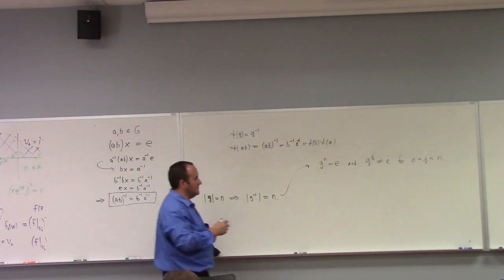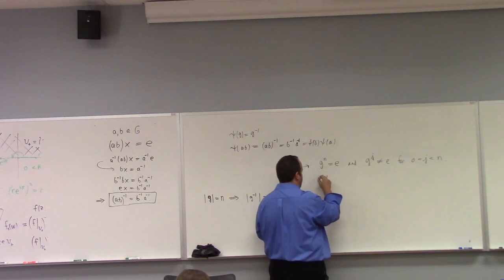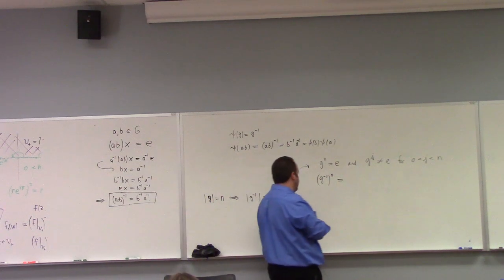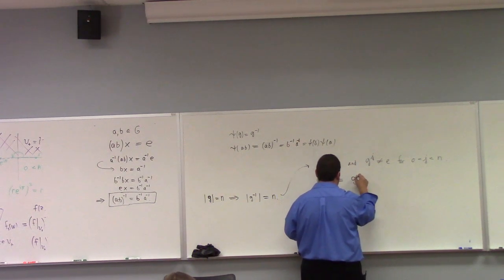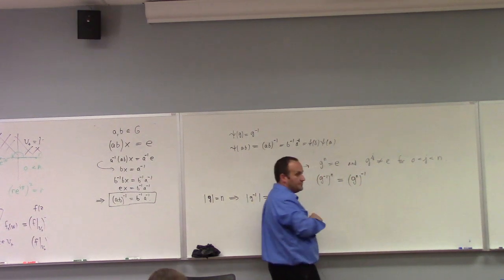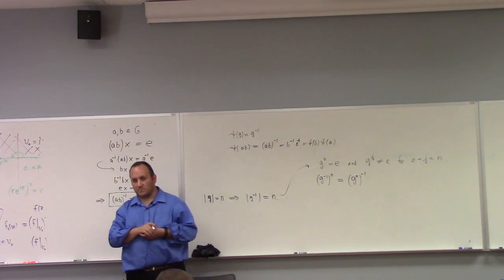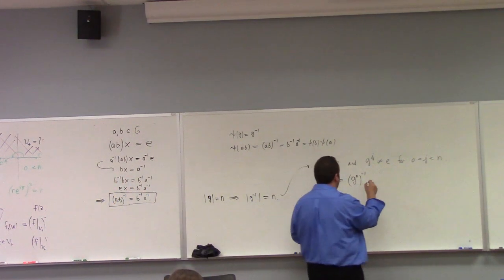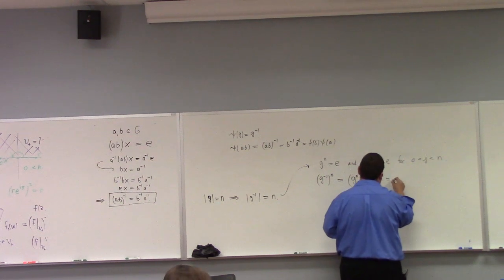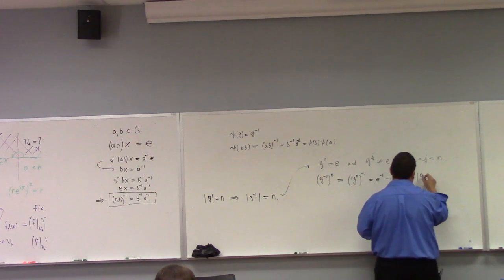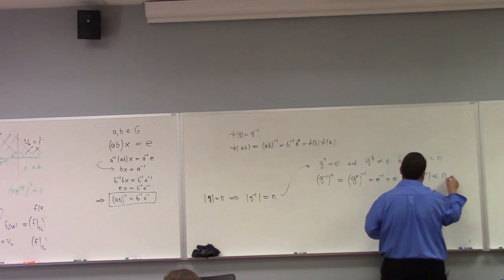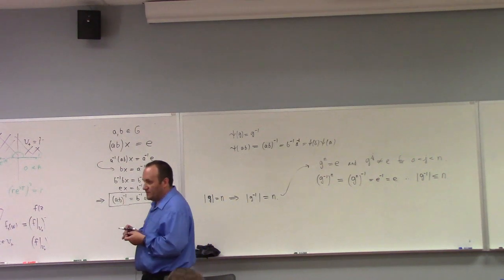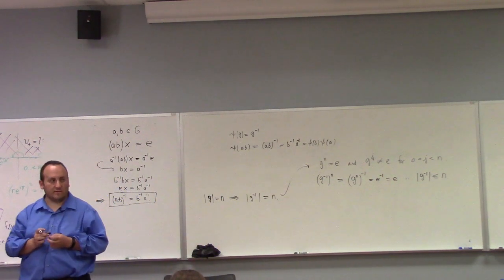So what should we look at? What's g inverse to the n? By laws of exponents, this is also g to the n, inverse. But g to the n is e. What's e inverse? So therefore, the order of g inverse is less than or equal to n. So the order of the inverse of g is at most n, given that the order of g is n.